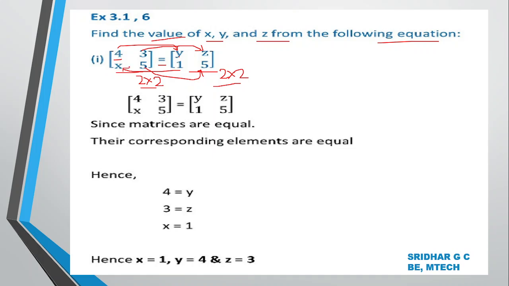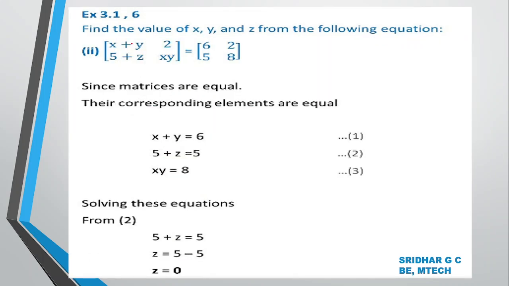Got it? So the corresponding elements are equal when matrices are equal and of the same order. Only when they are of the same order can we say that corresponding elements are equal. So it will be for 1 mark: y equals 3, z equals 3, x equals 1. So you should write at the end that these are the values of x, y and z. Got it? Okay.